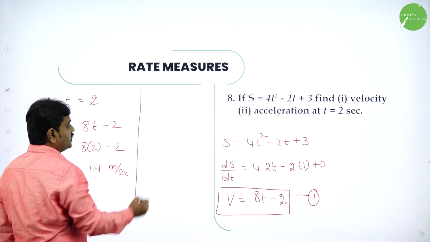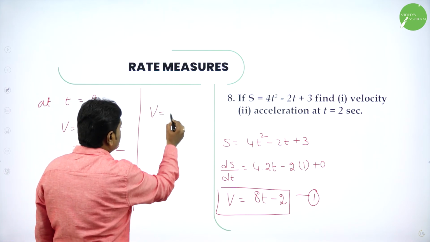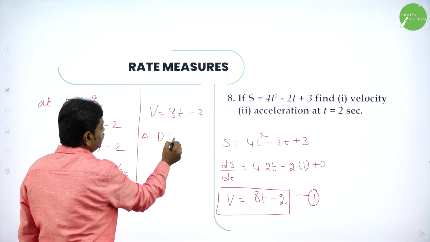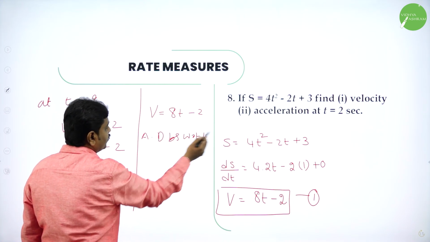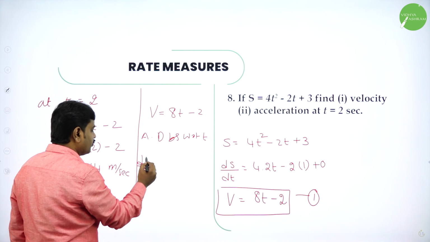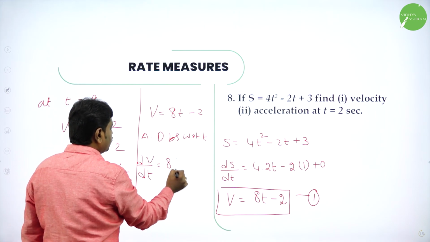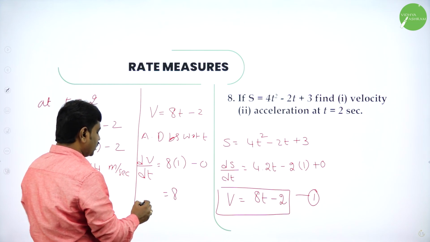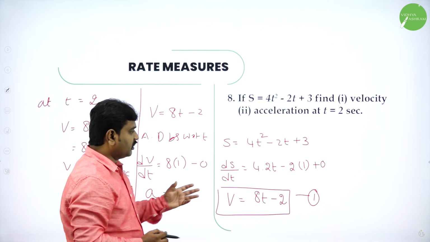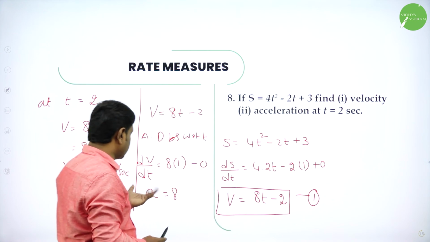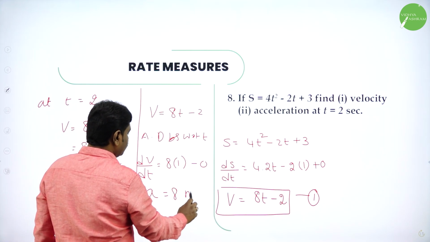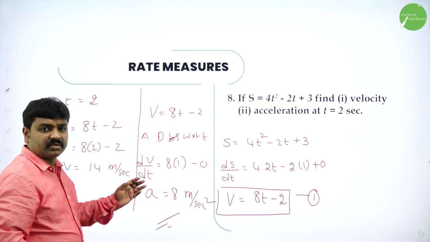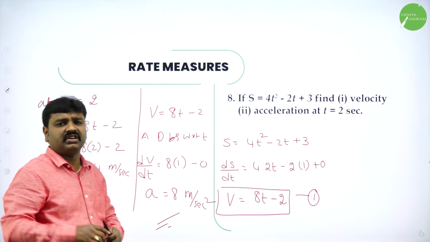And now they want acceleration. Take velocity equation. What is velocity? 8t minus 2. Again differentiate both sides with respect to t. LHS becomes d by dt of v. And RHS, 8 is constant, take it out. d by dt of t is 1, and derivative of 2 is 0. Just we'll get 8. So this is a. But we don't have value of t to substitute, here t is not there. So answer is 8 meter per second square. Acceleration means rate of change of velocity or double derivative of s. Anything fine.